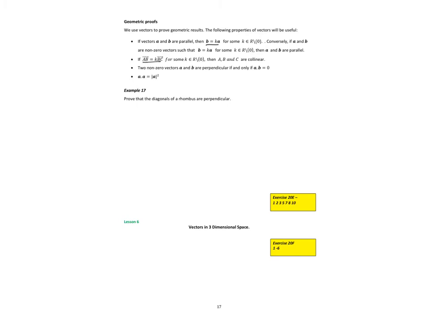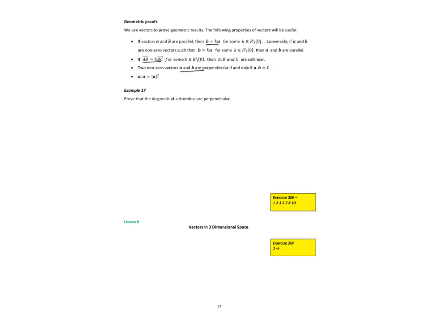If AB is equal to some factor K times BC, that makes them collinear, so they're in a straight line. If two vectors are perpendicular, that's a big one, their dot product is 0. So it's if and only if, the only way two vectors can be perpendicular. And if we were told the dot product is 0, that implies that the vectors are indeed perpendicular. A dot A is just mod A squared. All right, so let's have a look.